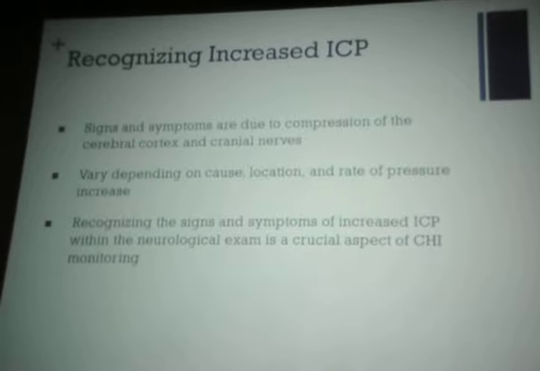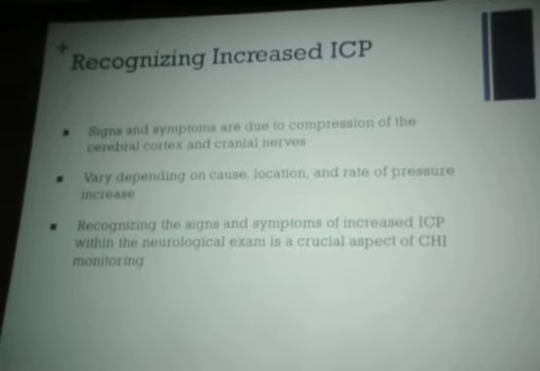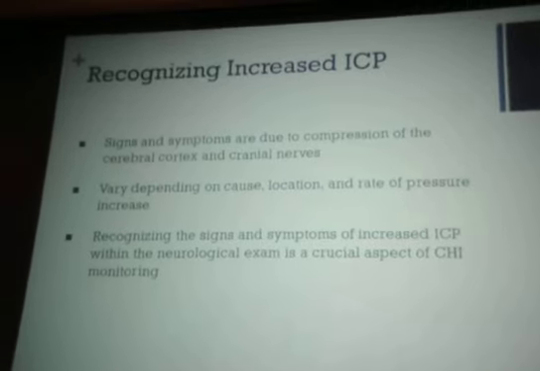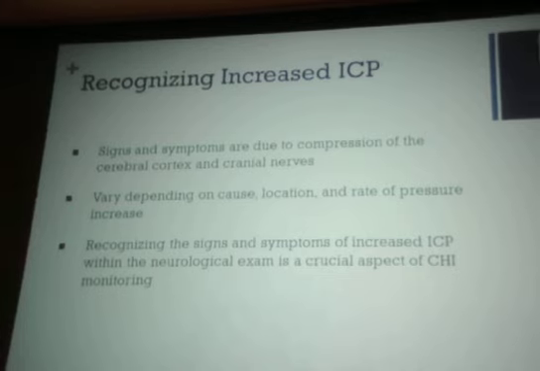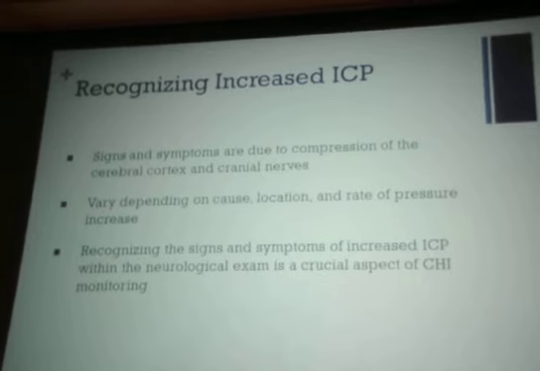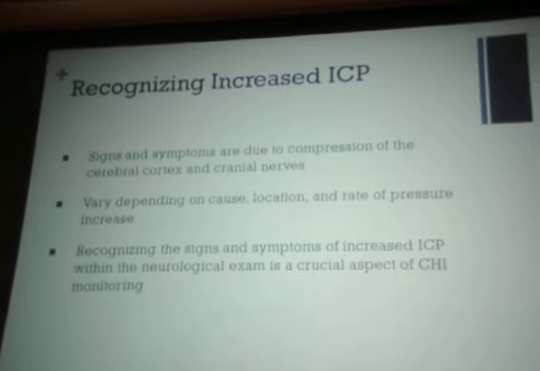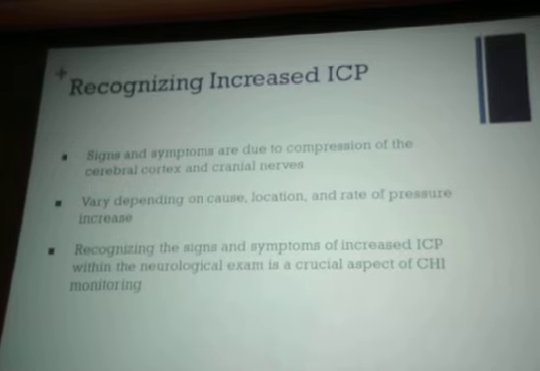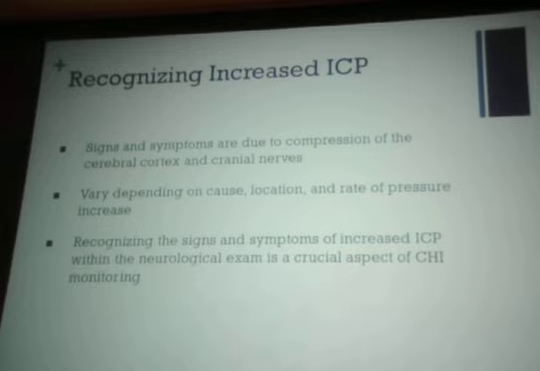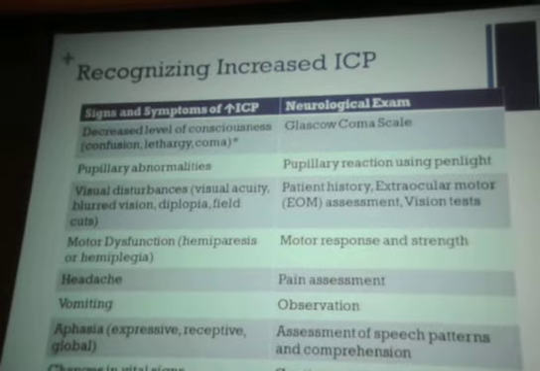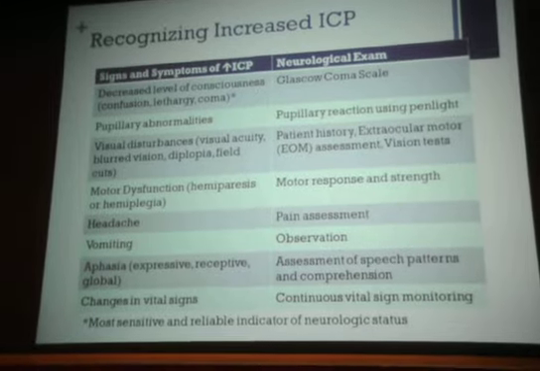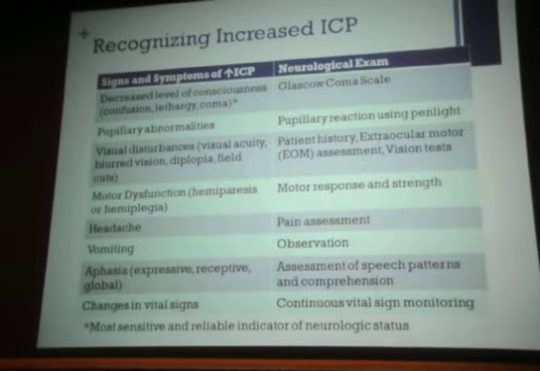Signs and symptoms of increased ICP are due to compression of the cerebral cortex and cranial nerves. These signs and symptoms vary depending on the cause, location, and rate of pressure increase. Recognizing the signs and symptoms of increased intracranial pressure within the neurological exam is a key aspect of monitoring patients with closed head injuries. This is a list of different signs and symptoms of increased ICP and how they correlate to the neurological exam. Let's go over a few.